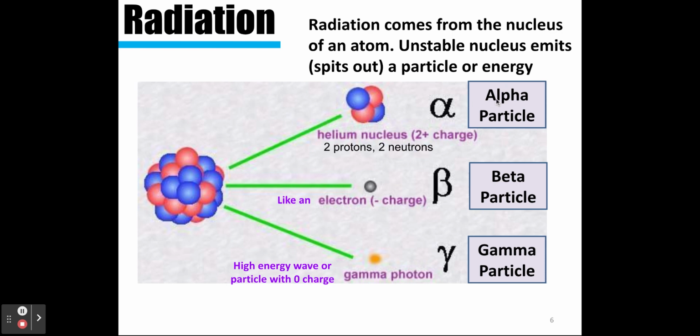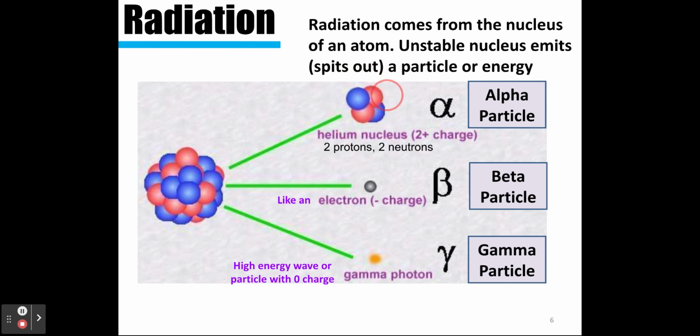And so the three kinds of radiation that could be emitted start with an alpha particle, which is given the Greek symbol alpha, the first symbol in the Greek alphabet. And then that's going to be a helium nucleus with a 2+ charge. And so basically you can see that there are 2 protons and 2 neutrons in this nucleus.